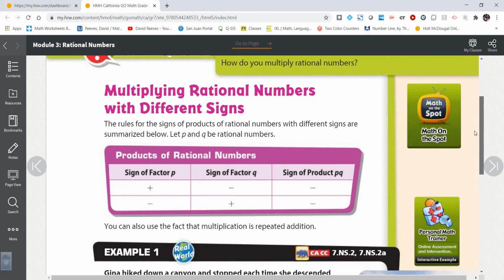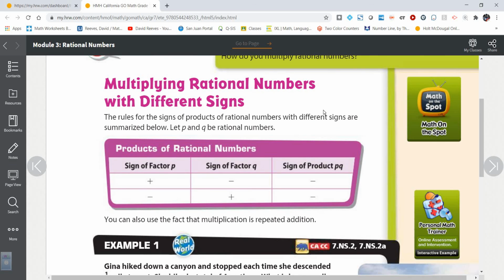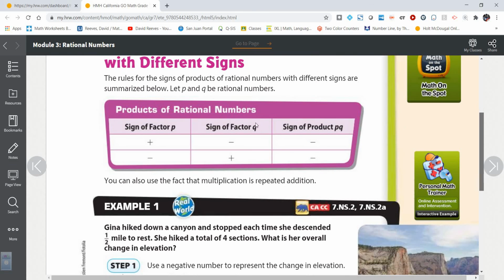Today, we're going to look at multiplying rational numbers, and we're going to be looking at them with different signs. So we did multiplying numbers with different signs when we did integers. Remember, an integer is a whole number, or the opposite of a whole number. So now the only difference is we're going to have fractions, and decimals, and mixed numbers. But the rules are the same as far as the signs go. So let's do a quick review of what those rules are.